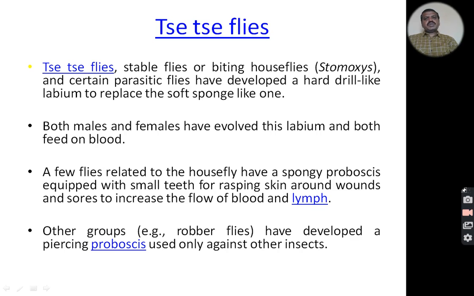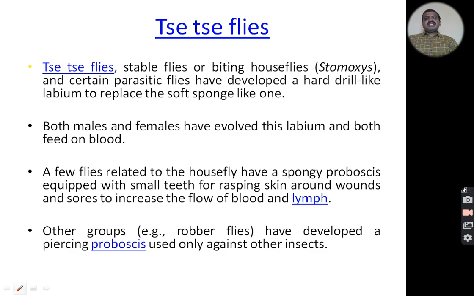Tsetse flies also belong to the same order Diptera. Tsetse flies, the stable flies or biting house flies, and certain parasitic flies have developed a hard, drill-like labium. That means the lower lip is modified to form the stylet. This stylet is a needle-like structure, quite hard and drill-like. It helps in puncturing the host skin, with the labium replacing the soft sponge-like comb.